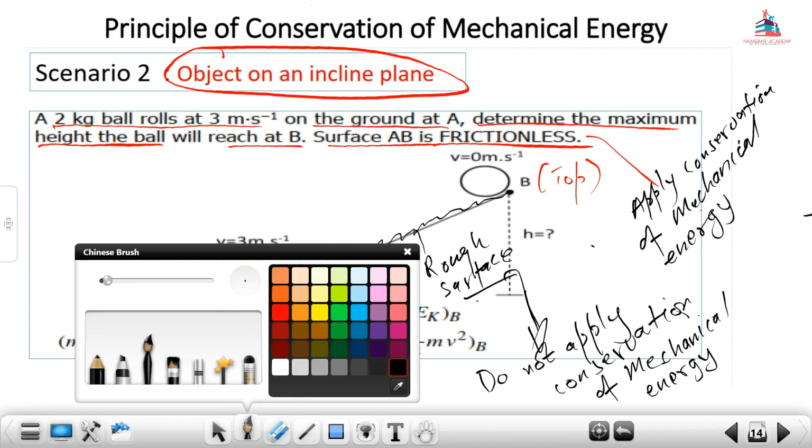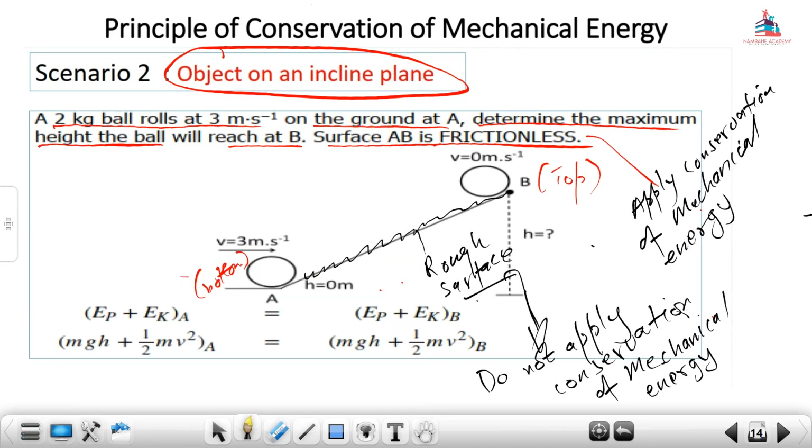So this will be the biggest mistake that we do. In an exam, I've come across a lot of people not understanding this particular concept: we can only apply conservation of mechanical energy if we do not have friction. That one we need now to emphasize.